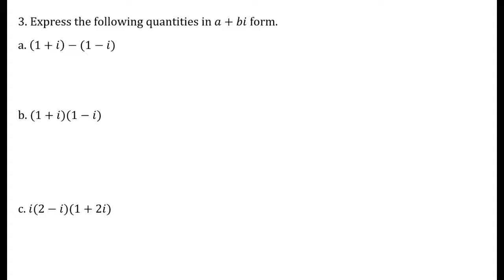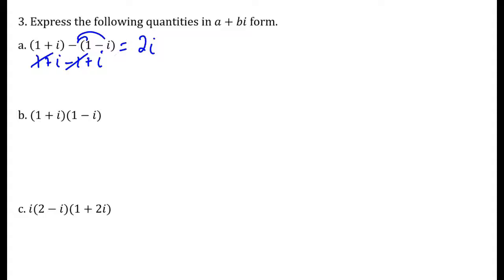Express the following quantities in a plus bi form. 1 plus i minus 1 minus i, so let's distribute that negative 1 in. 1 plus i minus 1 plus i. 1 minus 1 is 0, so this quantity equals 2i.